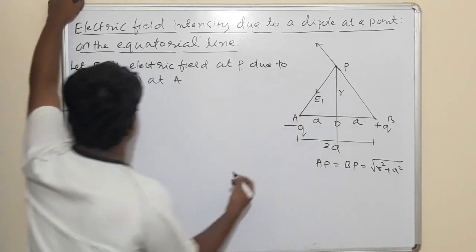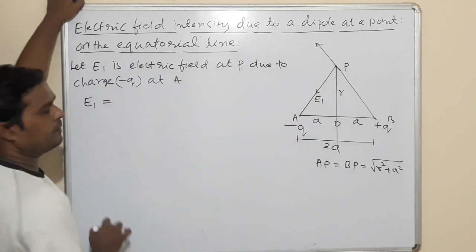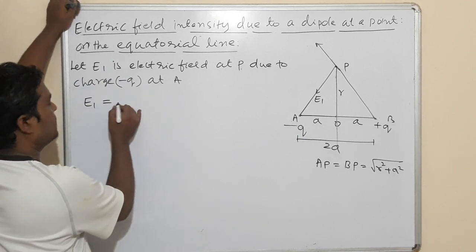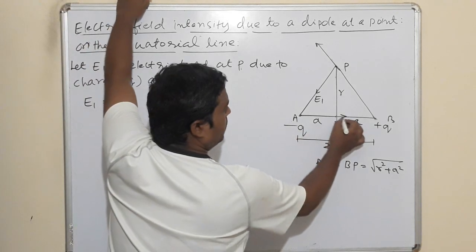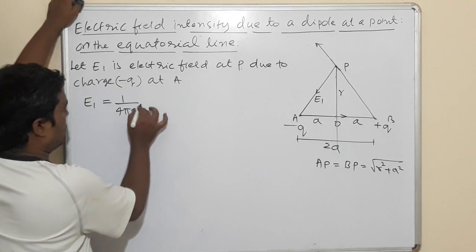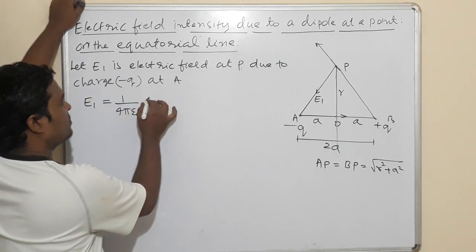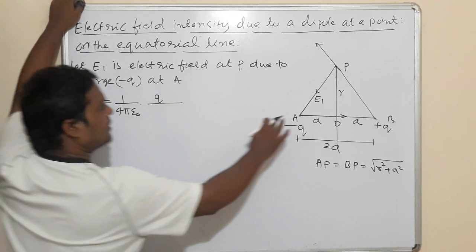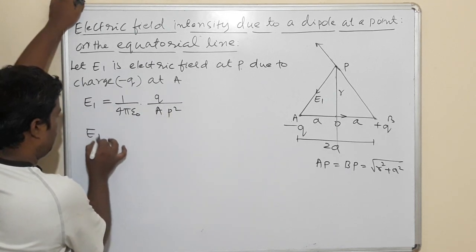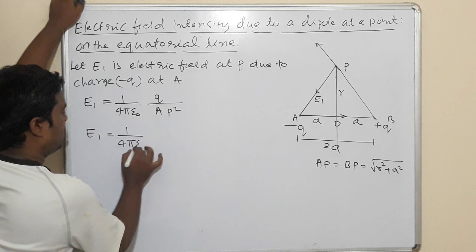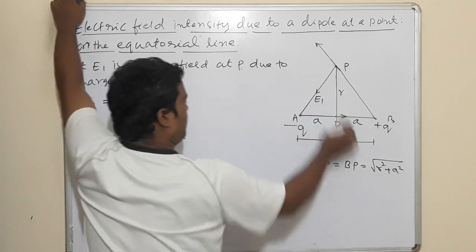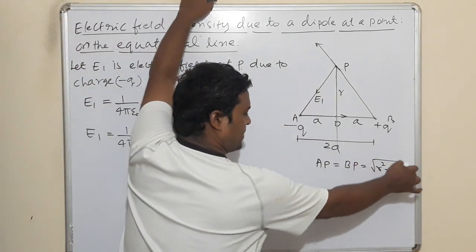Then if you want to write the value of electric field, E1 is equal to, see, this is the direction of the dipole moment, dipole axis. E1 is equal to 1 by 4 pi epsilon naught Q divided by distance square, AP square. You can write this as AP square first. Then E1 will be equal to 1 by 4 pi epsilon naught Q divided by, what is AP? Root of R square plus A square.